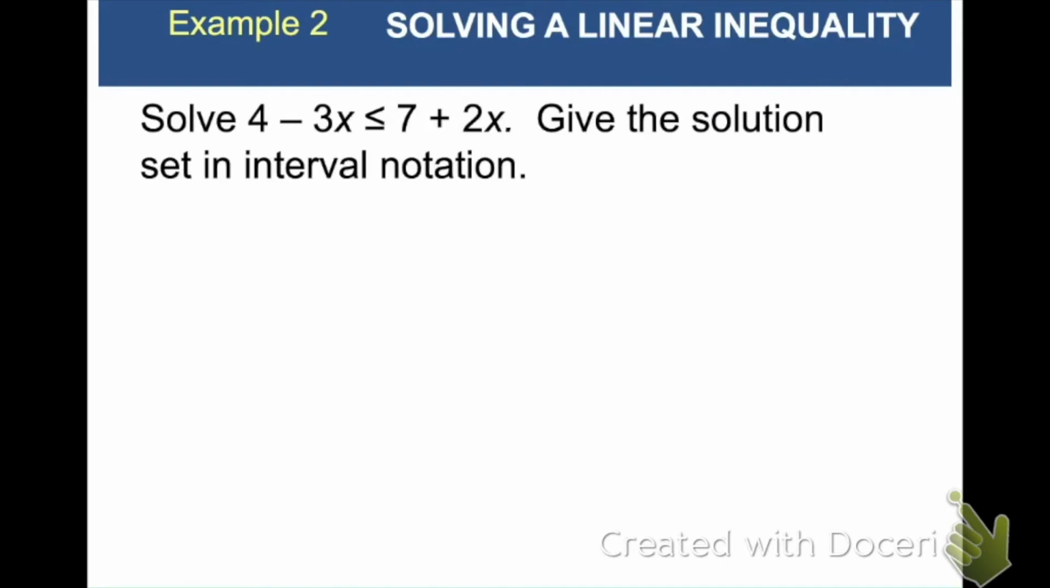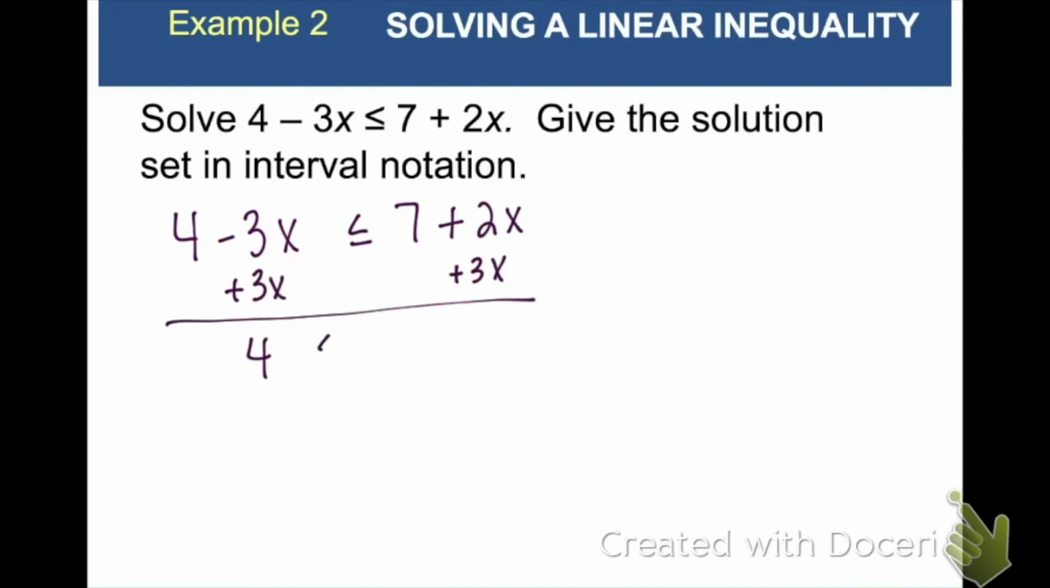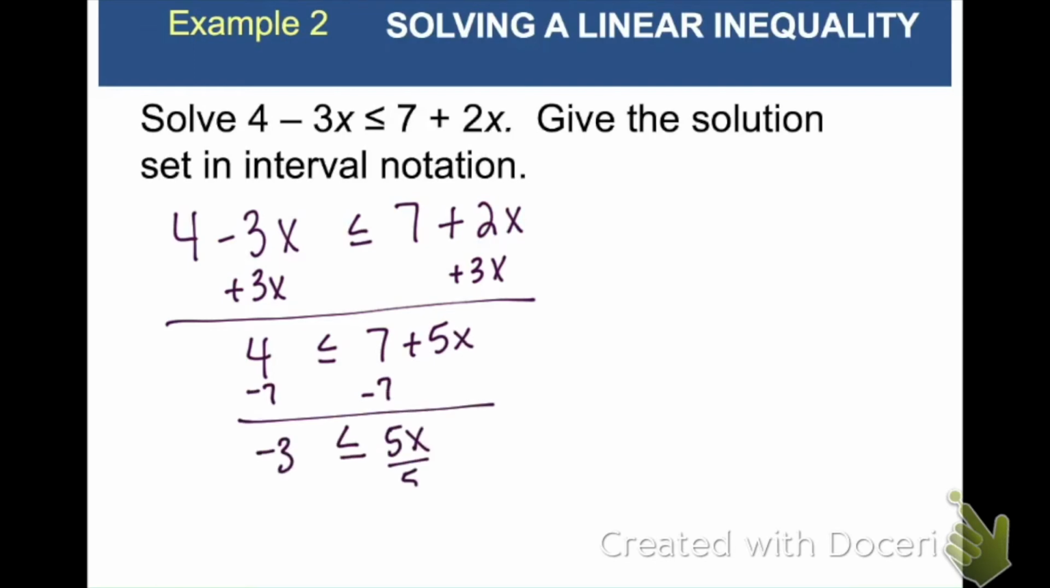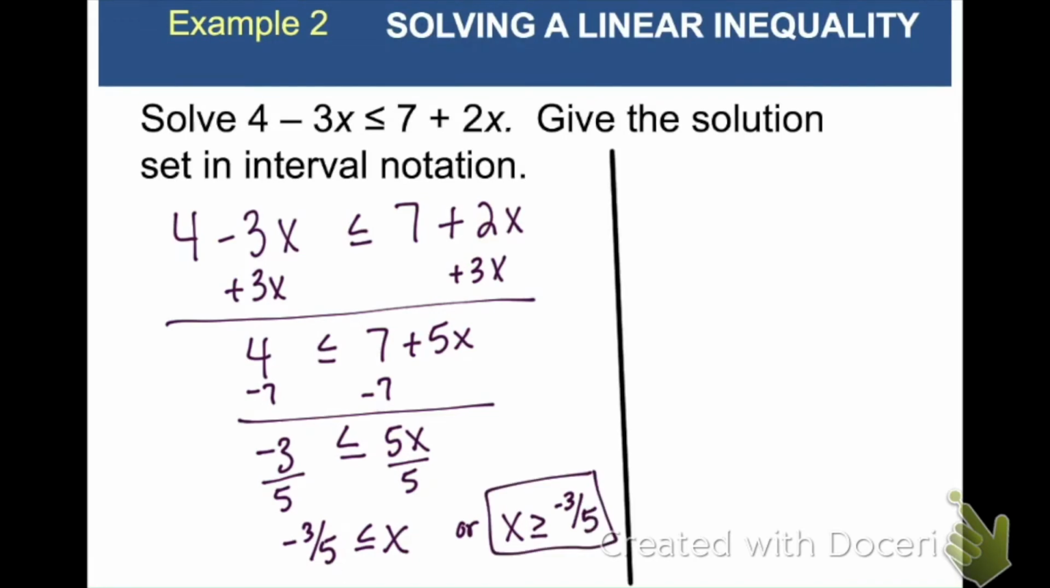Solve the inequality. Give the solution set in interval notation. All right, I'm going to start by adding the 3x over, combining like terms. And then I'm going to subtract the 7, so we're working to get x alone, and divide by 5. So I get negative 3/5 is less than or equal to x, or I can rewrite that as x is greater than or equal to negative 3/5.